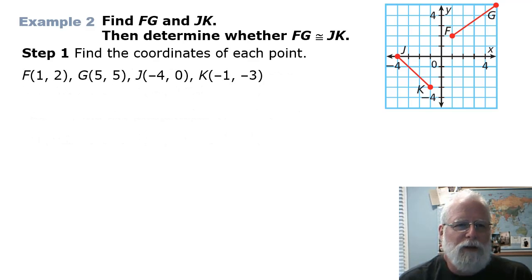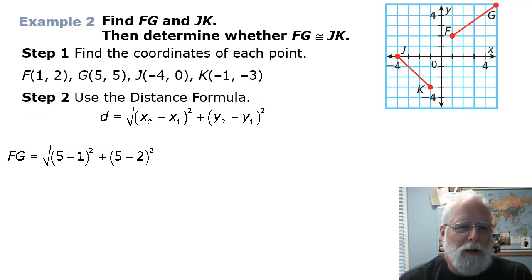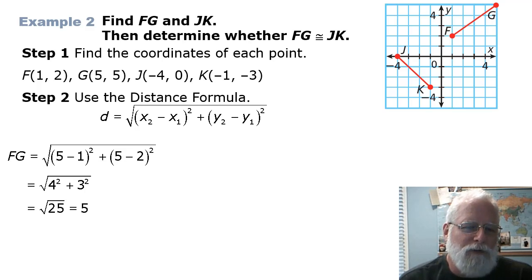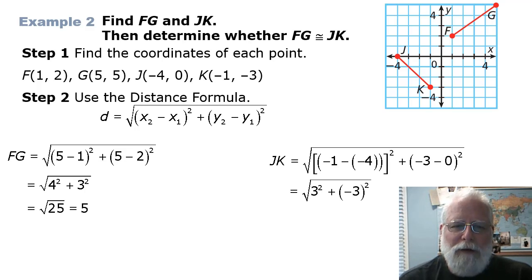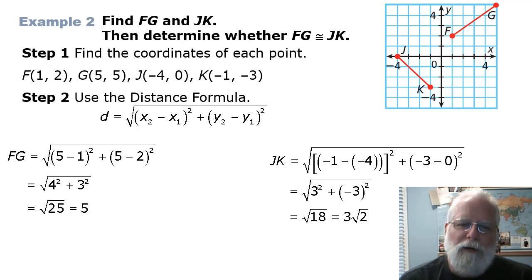All right, hopefully you did that. So if we're going to put our coordinates here, we're going to use a distance formula. Basically it's going to look like this: 5 minus 1 squared, 5 minus 2 squared. We're going to take the square root of that, and we're going to end up with 5 for the one length. And then when I do the other one, I'm going to find out that it's the square root of 18 when I reduce it.